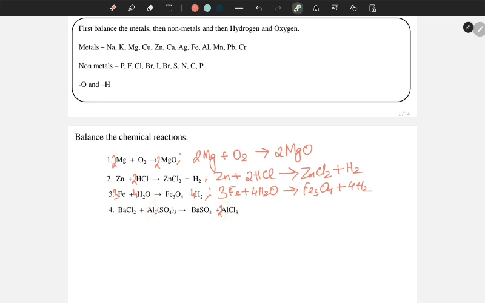Then let's see if it is balanced. Barium 1, aluminum 2, okay. Now let's come to the non-metal part, that is chloride. Chloride here is 2, but here chloride is 3 2s are 6. There are 6 chloride, right? So to get chloride 3, we have to add 3 here, right?